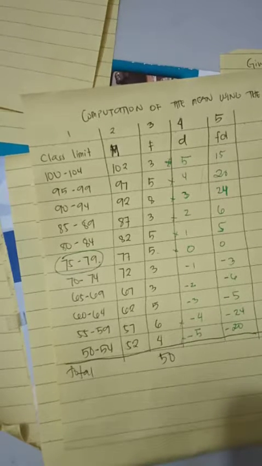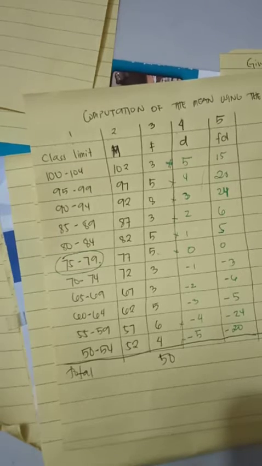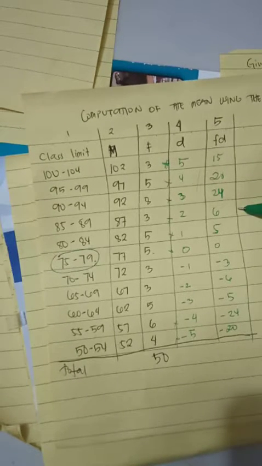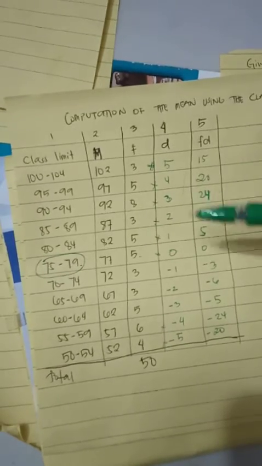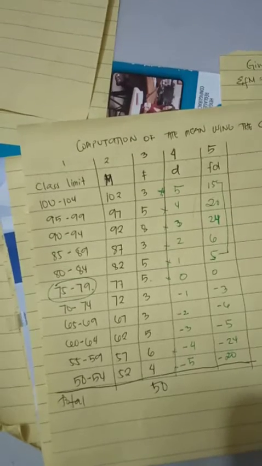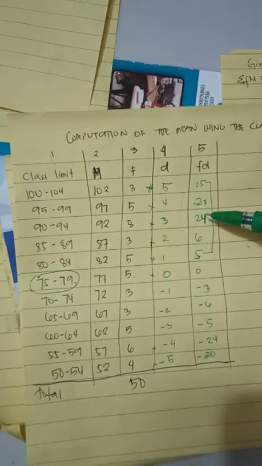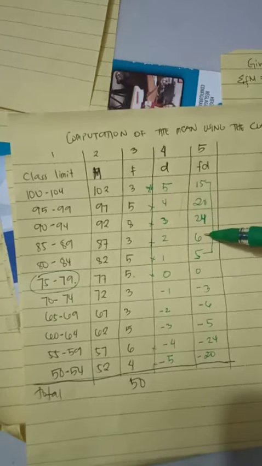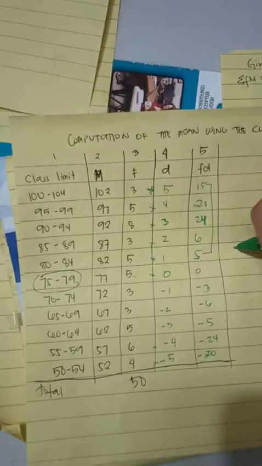So, step 4, sum the product of frequency and deviation. So, we have to get the summation of the product of frequency and deviation. So, we will add them. First thing is we will add these values above 0. 15 plus 20 plus 24 plus 6 plus 5 is equal to 70.